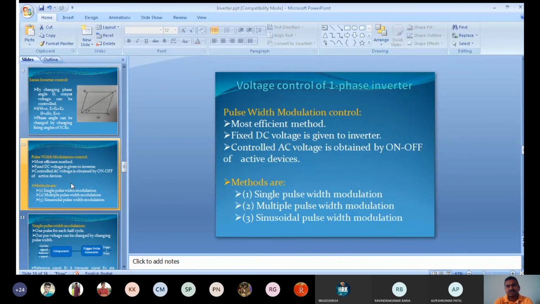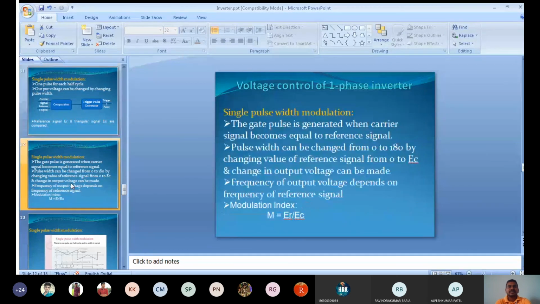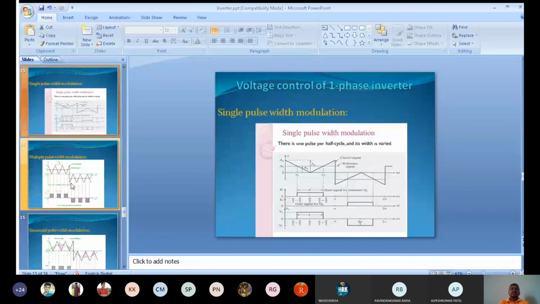Pulse width modulation control is the most efficient method. A fixed DC voltage is given to the inverter, and a controlled AC voltage is obtained. Single pulse width modulation means one pulse for each half cycle. The carrier signal is compared to the reference signal, and when the carrier signal becomes equal to the reference signal, at that time the pulse is generated.